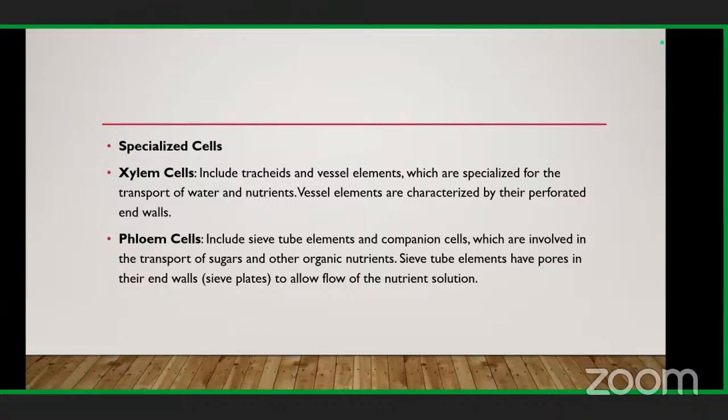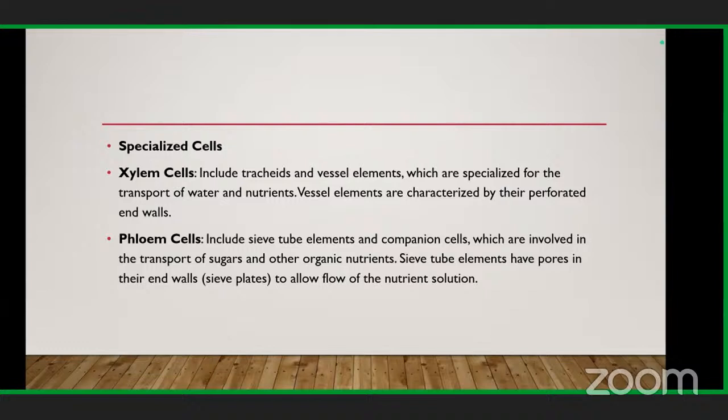Number one is the xylem cell. It includes tracheids and vessel elements. The xylem cell includes tracheids and vessel elements. So remember, vessel elements are absent in the gymnosperms. Only tracheids are present. But here, you will find tracheids and vessel elements in the xylem cells, which are specialized for the transport of water and nutrients.